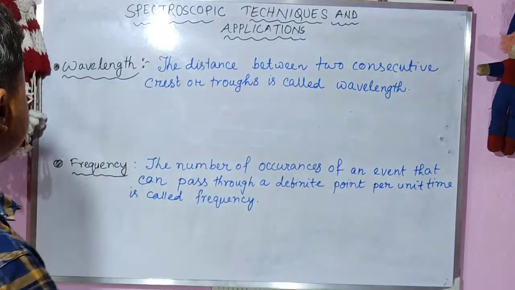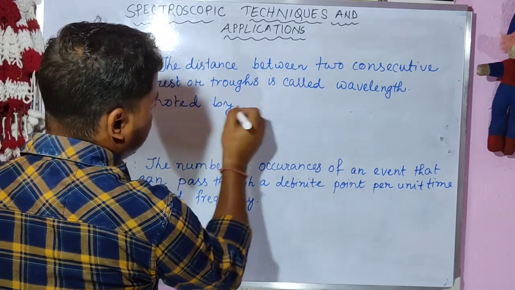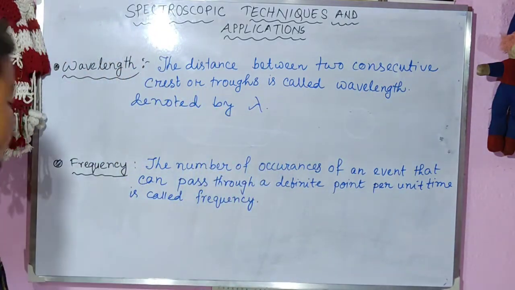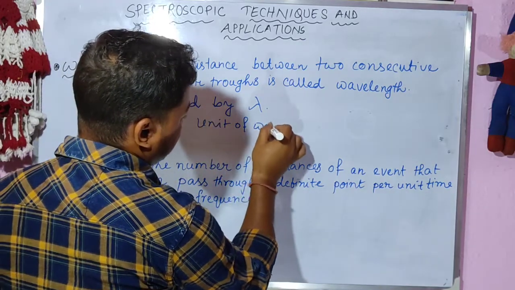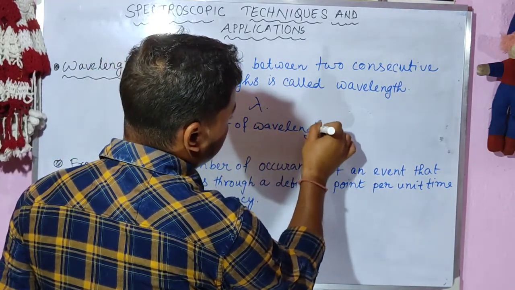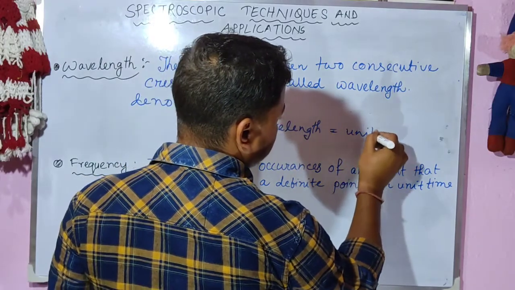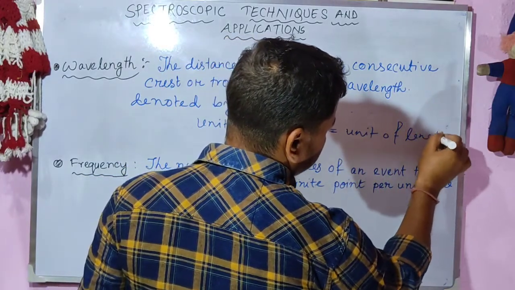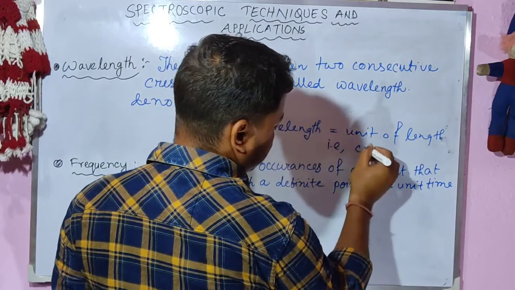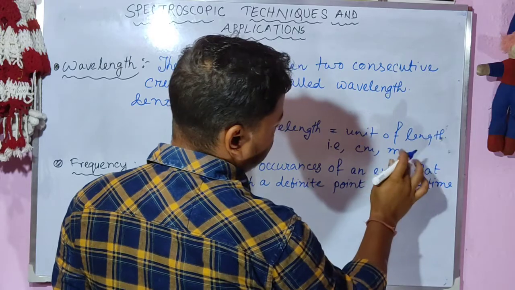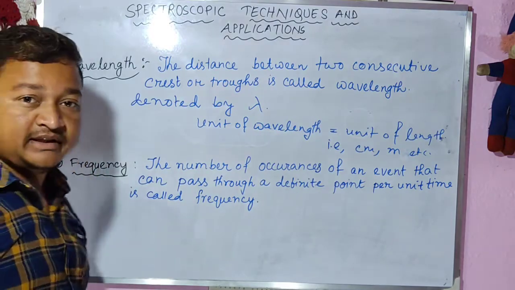The wavelength is denoted by lambda, and the unit of wavelength is the unit of length, that is centimeter, meter, etc. Okay, so any problem with wavelength?